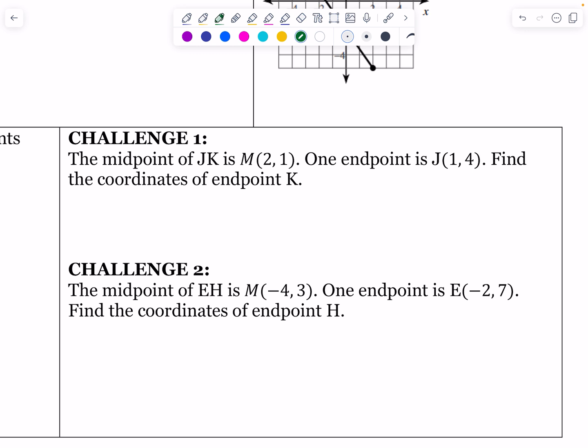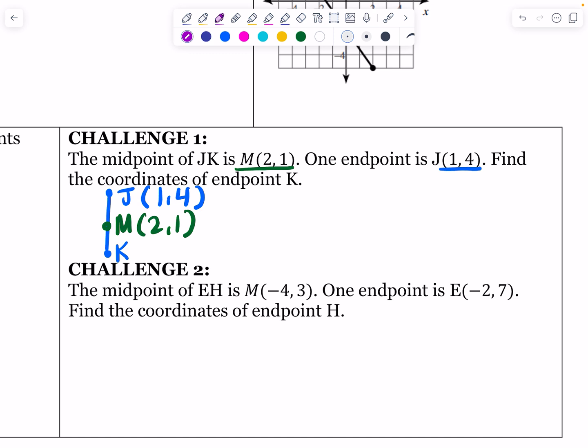So here's the wording you're going to look for. The midpoint of JK is M. So let's go ahead and put JK on there. Here's J, here's K, and they give you a midpoint. What do they say the midpoint is? They tell you that the middle is 2, 1. So they're giving you the midpoint. Then they give you an endpoint in blue. J is at 1, 4.